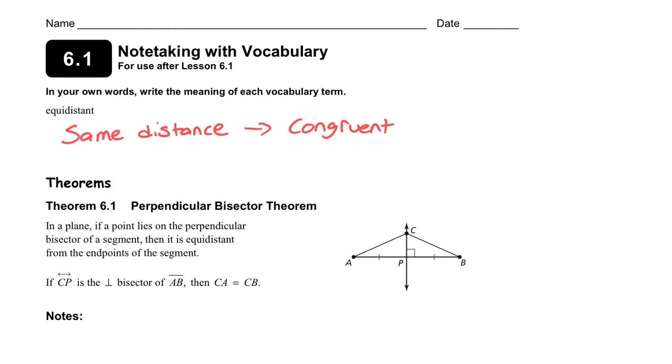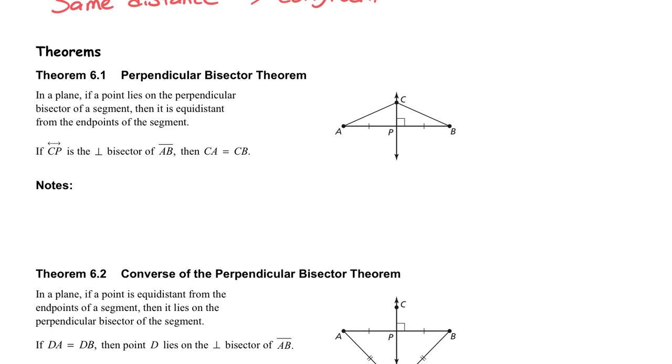Now we have a couple theorems in this lesson. This lesson's all about some stuff being equidistant. So let's look at this first theorem here. This first theorem, I'm going to read it. It says, in a plane, if a point lies on a perpendicular bisector of a segment, then it is equidistant from the endpoints of the segment.